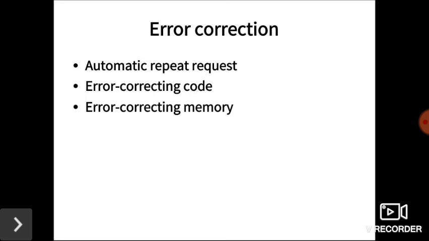Next one is the error correcting code. Error correcting code, as we said, is also called forward error correction code. It is redundant data that is added to the message on the sender side. Then the next one is error correcting memory.